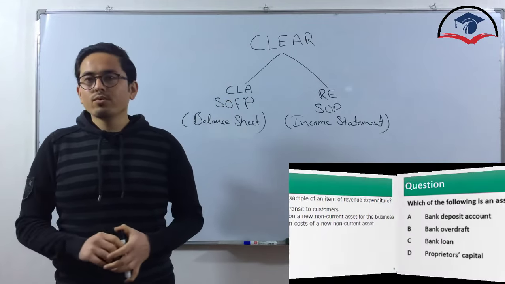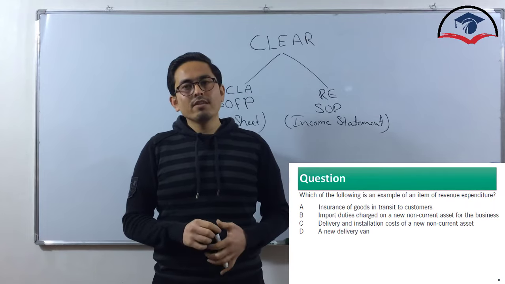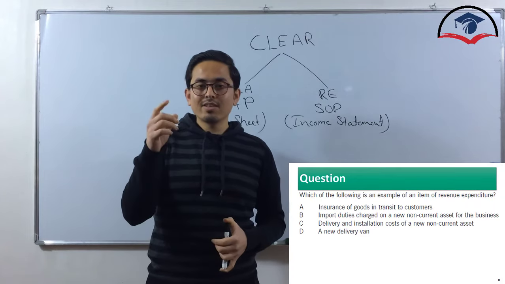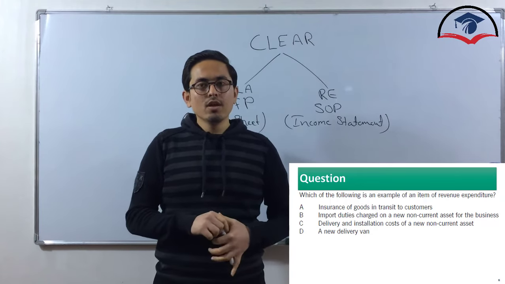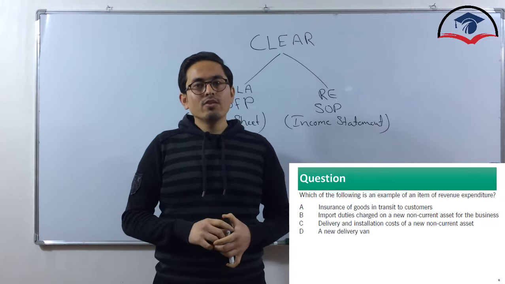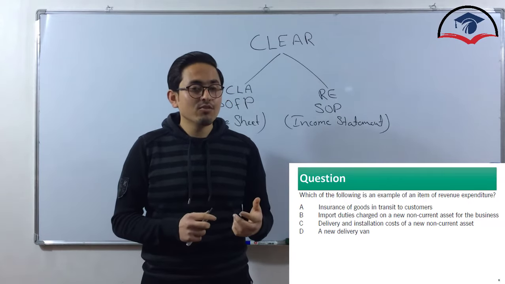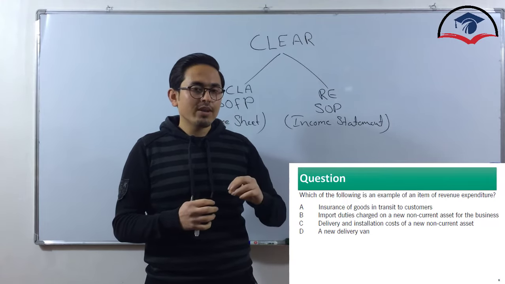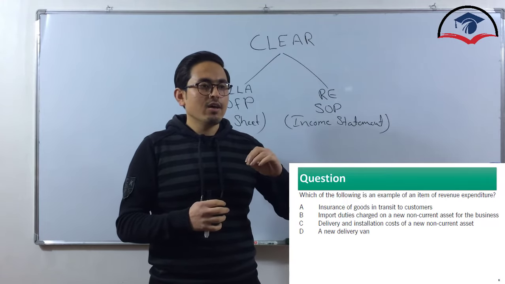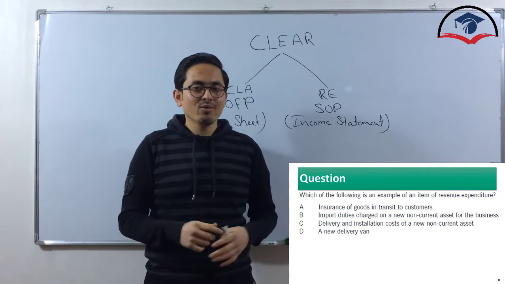Let's go to the second question. The second question said, which of the following is an example of an item of revenue expenditure? We have studied what's revenue expenditure and what is capital expenditure. The answers we have: insurance of goods in transit to customer. I have paid the insurance that ensures my product is insured on the way to the customer. It's in transit now to the customer.